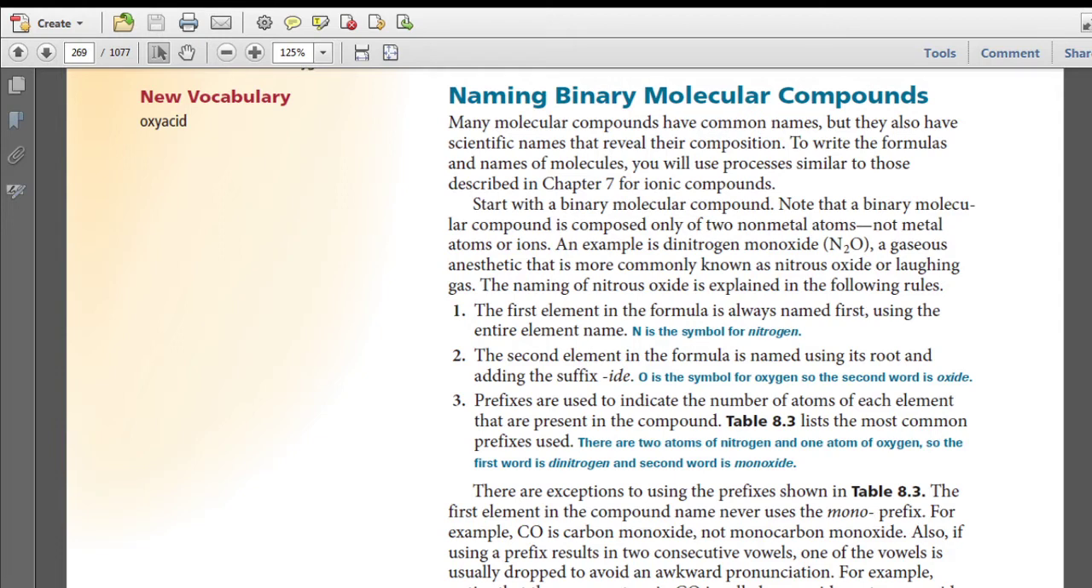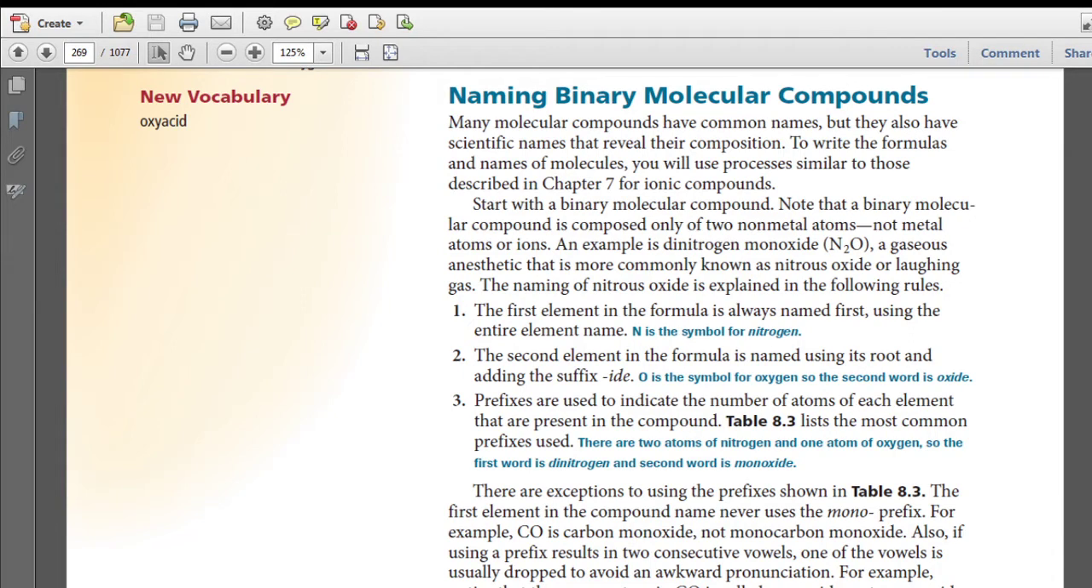To write the formulas and names of molecules, you will use processes similar to those described in Chapter 7 for ionic compounds. Start with a binary molecular compound. Note that a binary molecular compound is composed of two nonmetal atoms, not metal atoms or ions. An example is dinitrogen monoxide, a gaseous anesthetic that is most commonly known as nitrous oxide or laughing gas. The name of nitrous oxide is explained in the following rules.